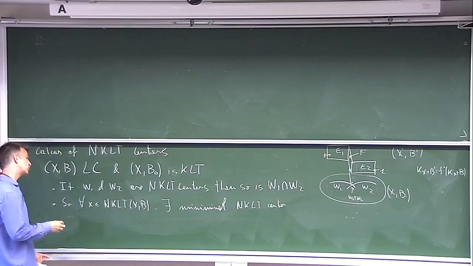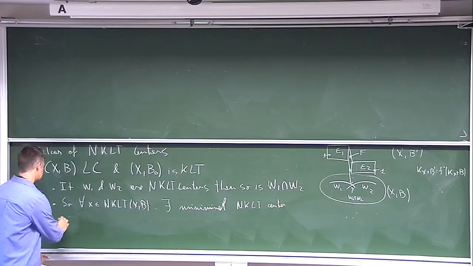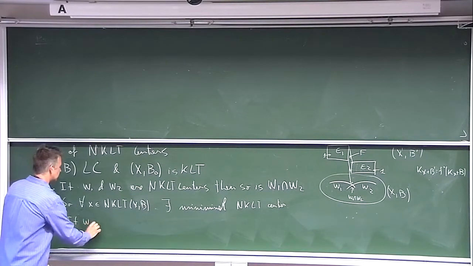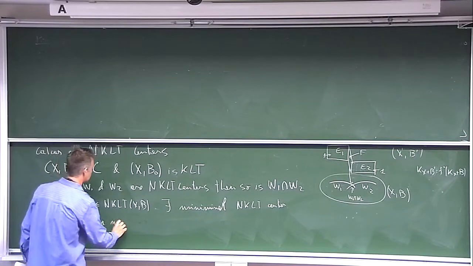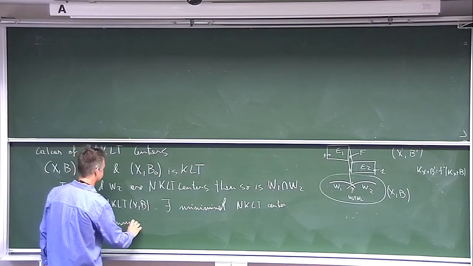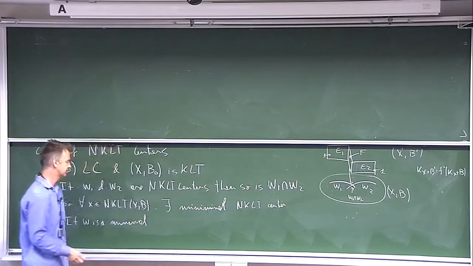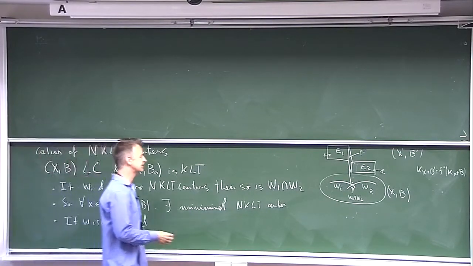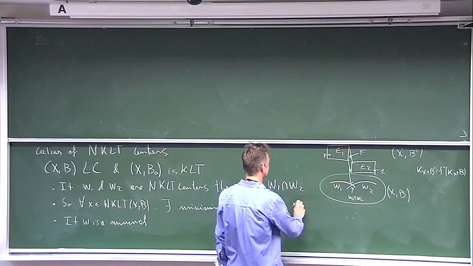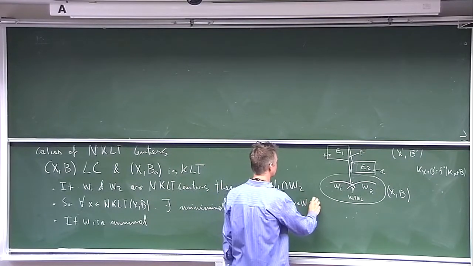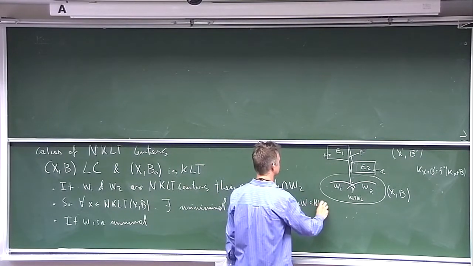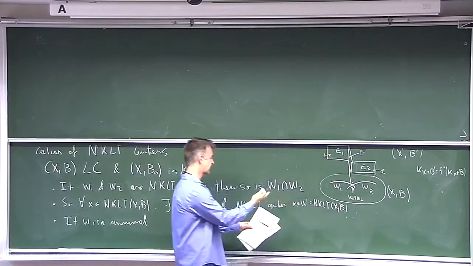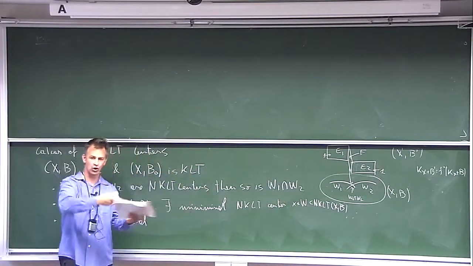And these minimal non-KLT centers, they're well behaved. So if W is a minimal, or rather, there exists a minimal non-KLT center, x in W contained in the non-KLT centers of (X, B). So I mean a minimal non-KLT center going through that point.